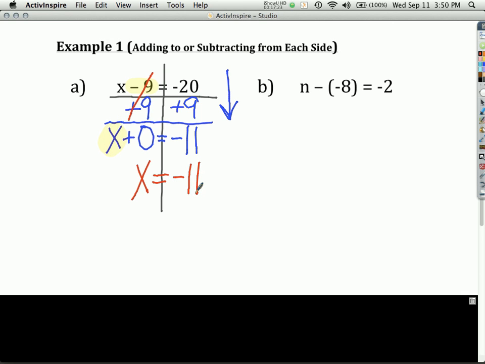One second, please. Before I circle my answer and give myself a pat on the back, I'm going to do a mental check, which means I am mentally going to put the negative 11 in place of the x, and I'm going to check and see if it works. Negative 11 minus 9. Does that equal negative 20? Yes, it does. Now I can confidently circle my answer.